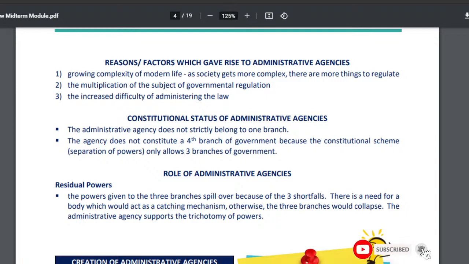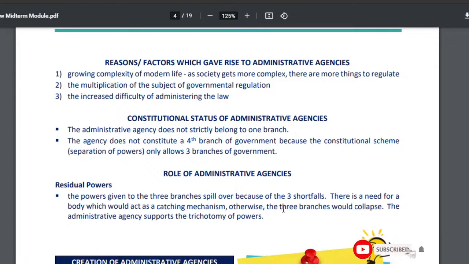Now, the role of administrative agencies. Why do we have these administrative agencies? Because of this residual power. When you say residual, it means spillover, okay? The powers given to the three branches spill over because of the three shortfalls: the growing complexity of life, the multiplication of the subject of governmental regulation, and the increased difficulty of administering the law. So there is a need for a body. That need for a body is met by administrative agencies, which act as a catching mechanism. Again, a catching mechanism. Otherwise, the three branches would collapse.